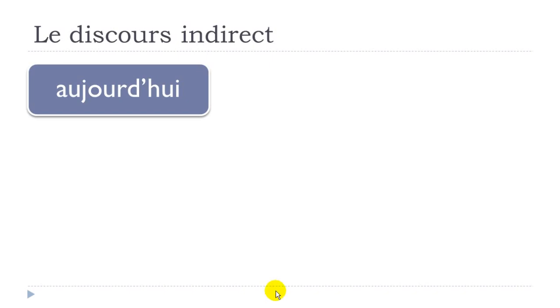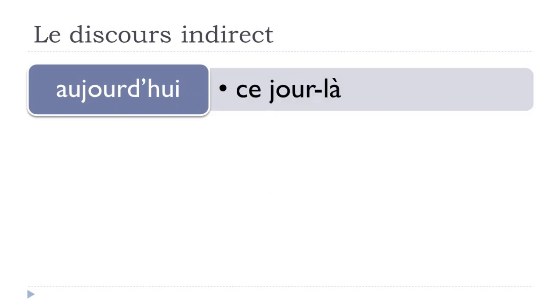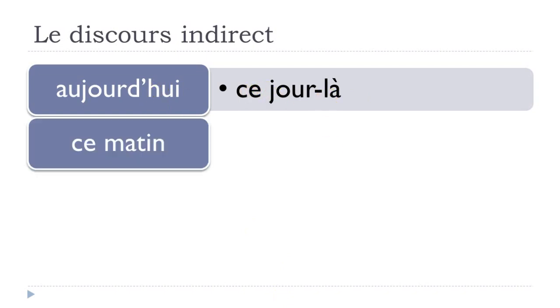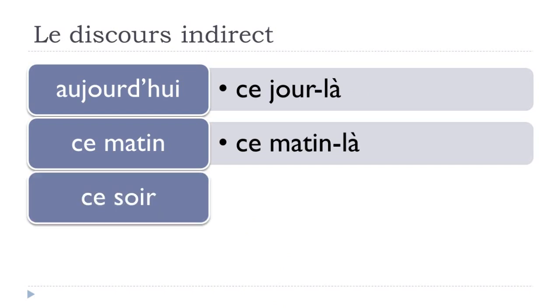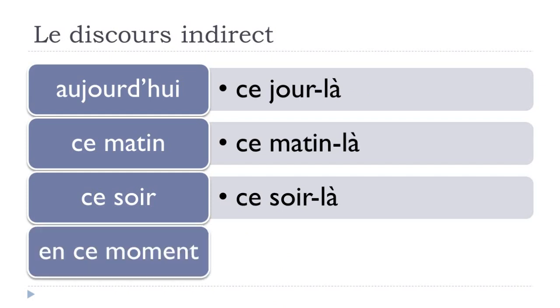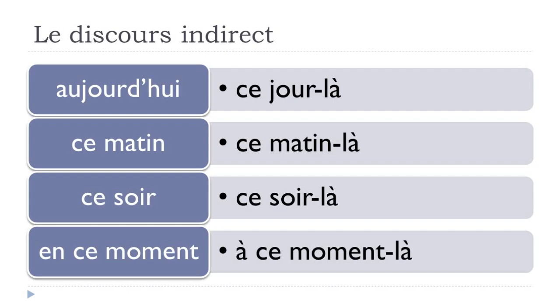So normally if you say aujourd'hui, so in the direct form, aujourd'hui, today, if you want to transpose that into this discours indirect form, it will become ce jour-là, this day, ce jour-là. Okay, so aujourd'hui is not possible to be used in this discours indirect form, but you should use ce jour-là instead. Same thing, ce matin, this morning, you will use ce matin-là. Okay, ce soir, ce soir-là. And then en ce moment, at this time, should be à ce moment-là.